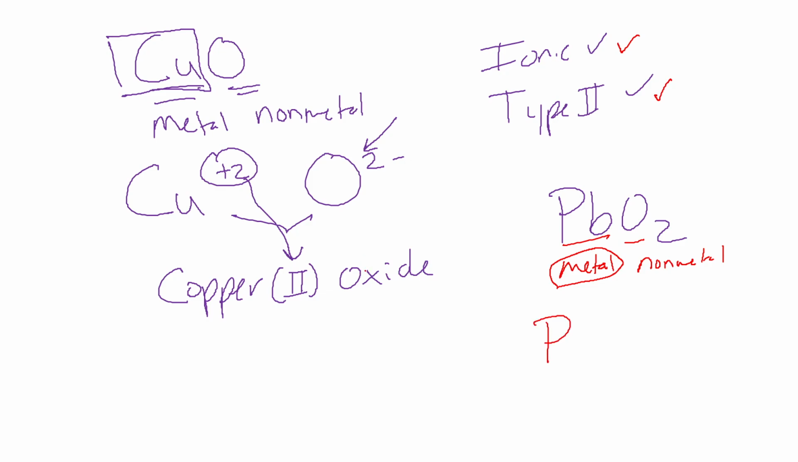I again want to figure out what's going on. I don't know the charge on the lead. I do know my oxygen here, group 6 as we've seen, which is -2. There's actually 2 of them there.